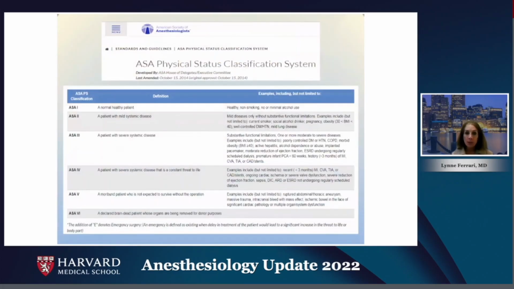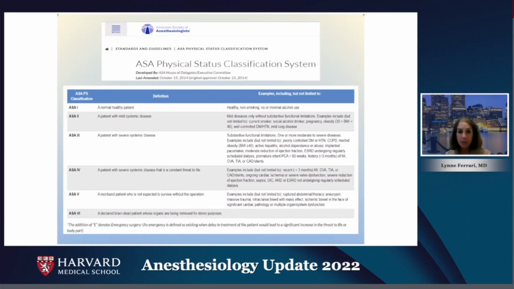If you look at these definitions from the ASA in 2014, an ASA 1 patient is a normal, healthy patient, but the example is a healthy, non-smoking patient who has minimal alcohol use. And I would really hope that most of our pediatric patients do not fall into that category. ASA 2 patients have mild disease, and the examples are whether you are a smoker, only a social alcohol drinker, whether you're pregnant, obese, whether you have mild lung disease, et cetera.